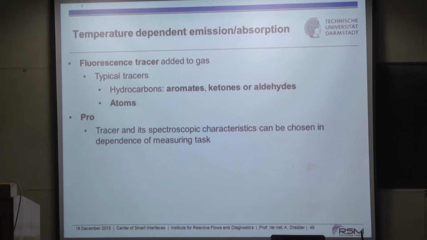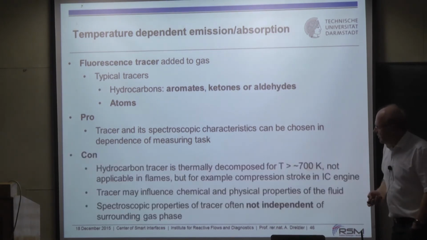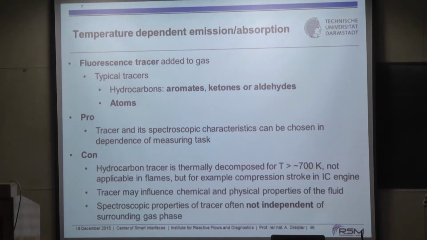Okay, well, there are some benefits. You can choose your tracer and its spectroscopic properties according to your measuring task, but there are many disadvantages. Hydrocarbon tracers decompose typically around 700 K. Only up to this temperature you can do that. And so for IC engines looking for compression temperatures, that's very important to look for auto ignition, for example, HCCI combustion and things like that.